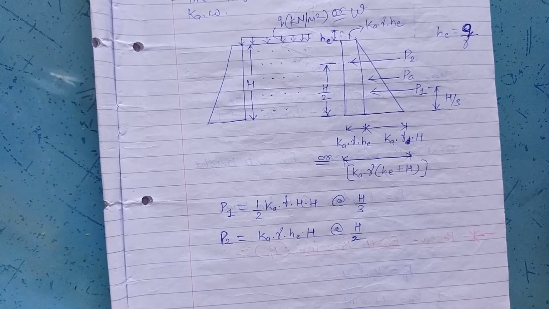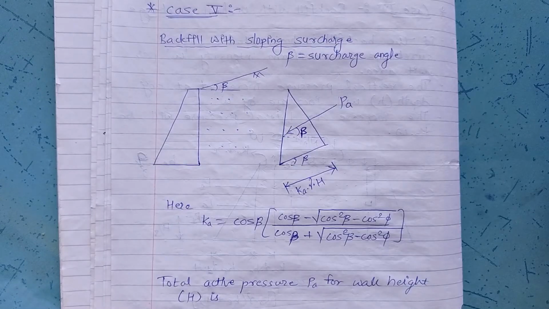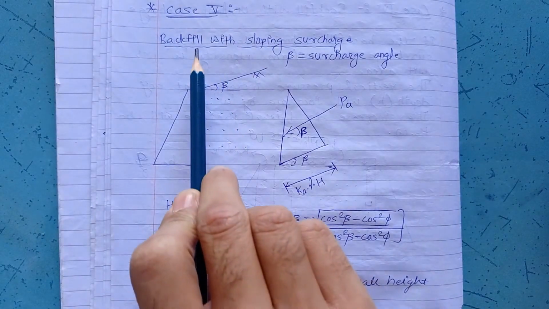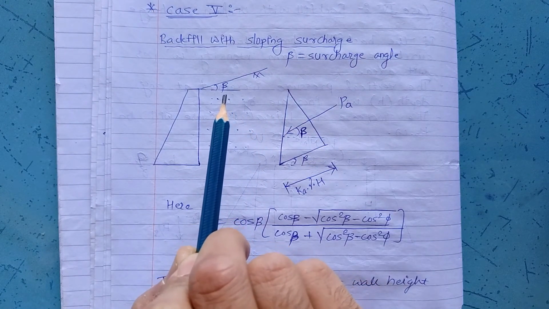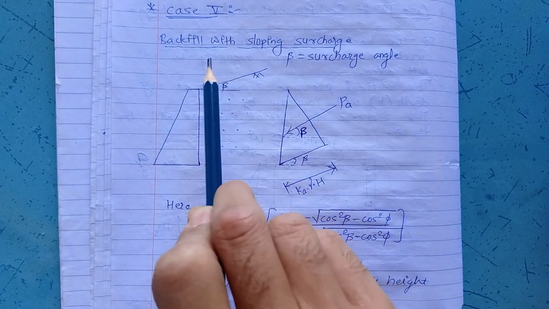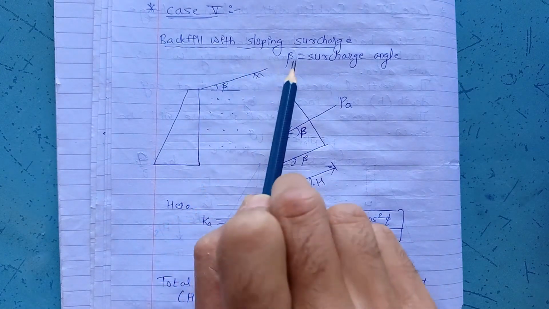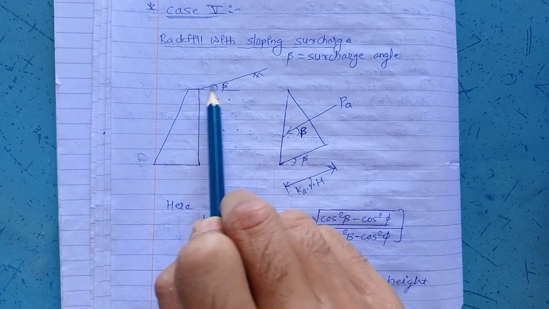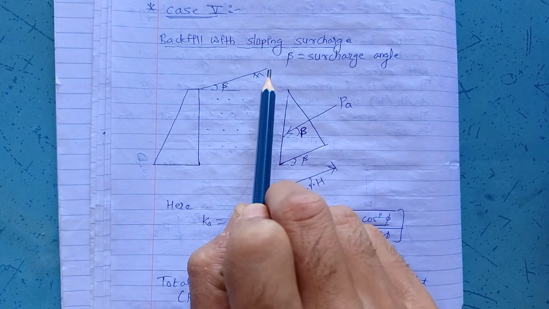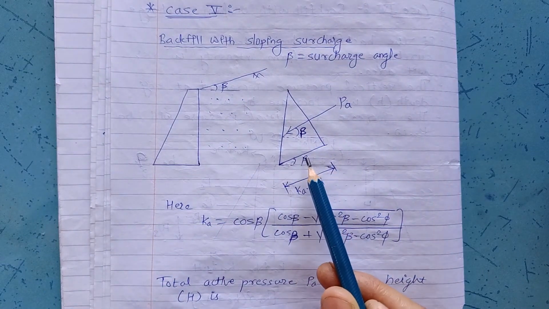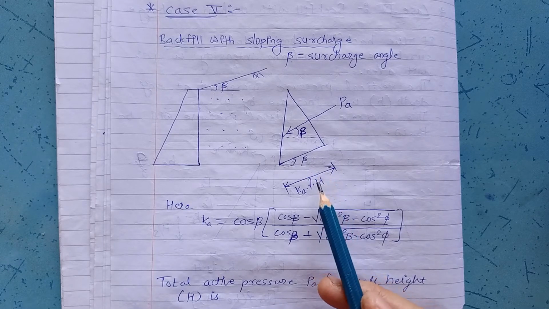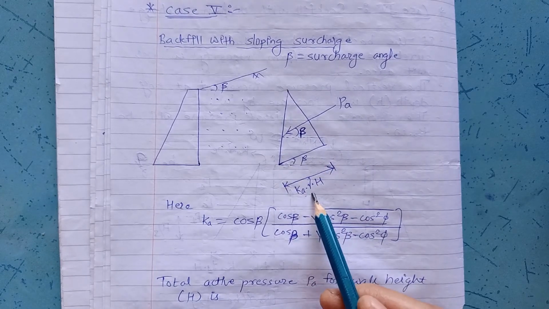Now we'll move towards case number 5, and case number 5 is backfill with sloping surcharge. In the previous lecture we have seen what we mean by surcharge and surcharge angle beta. Case number 5 is backfill with sloping surcharge, where the backfill is at an angle beta with respect to horizontal, and this will be the pressure diagram when the backfill is provided with the sloping surcharge, where the base here will be Ka into gamma into H.